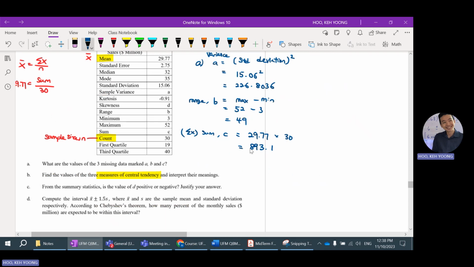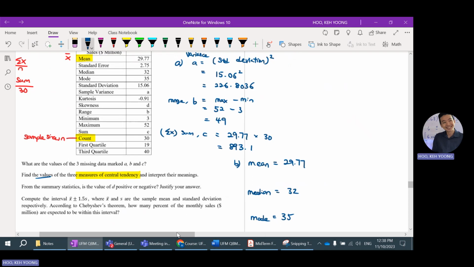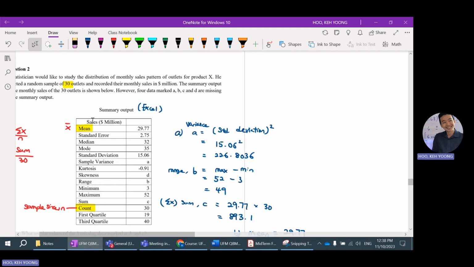So based on the outputs, mean is 29.77. Median is given as 32. Mode is 35. So find the values, so just state the value. So how do you interpret their meaning? What does it mean by the value 29.77? Mean is the average. Average of what? Average monthly sales in this case.